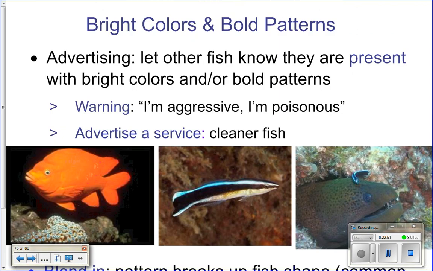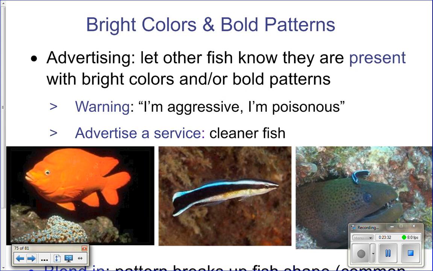Okay, other types of coloration. You can have bright colors and bold patterns. Those are going to serve a couple different functions. It'll either be an advertising function, or it's going to help the fish to blend in. So if a fish has bright colors or bold patterns, it could be to advertise that they're either poisonous or aggressive. A lot of animals that you find, if they're very brightly colored, it's because they're poisonous, or if they have a bold pattern.